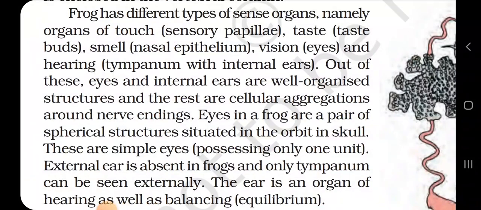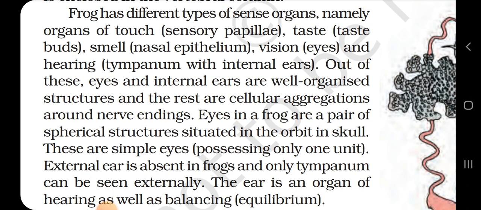Frog has different types of sense organs, namely organs of touch, sensory papillae, taste buds, smell, nasal epithelium, vision, eyes, and hearing, tympanum with the internal ears. Out of these, eyes and internal ears are well organized structures and the rest are cellular aggregations around the nerve endings.